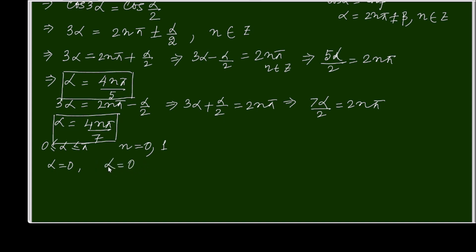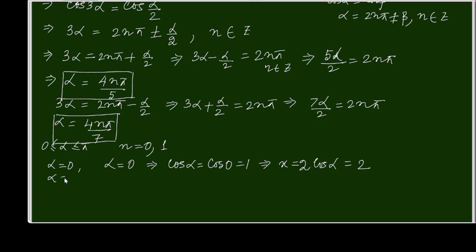So cos alpha equals cos 0, that is equal to 1. And I had taken that x is equal to 2 cos alpha, so that will be 2. So that is one solution.